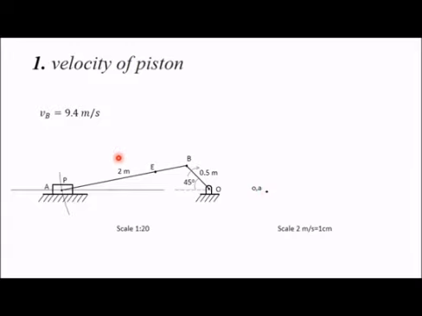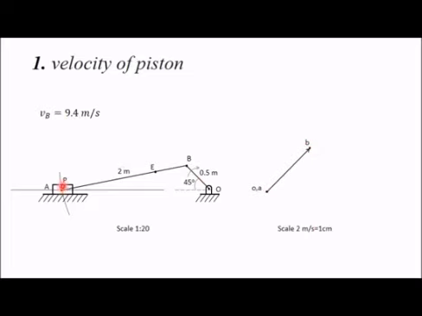Now we know that the velocity of B with respect to O, that is the absolute velocity of B, is perpendicular to OB and along this direction. So we will mark that length. This length is 9.4 meter per second. Since we have taken 2 meter per second equal to 1 centimeter, half of this gives a 4.7 centimeter line length. In this way you obtain this point B.